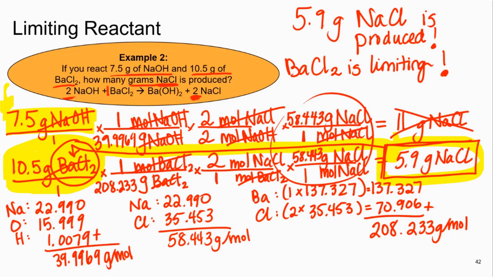You have to do the calculations to figure out which reactant actually produces the least amount of product. And in our case, that was barium chloride in this example. So barium chloride is limiting, even though at the start of the reaction, there's actually more barium chloride than sodium hydroxide. So now you know how to do limiting reactant problems that are both mole to mole and that are gram to gram.